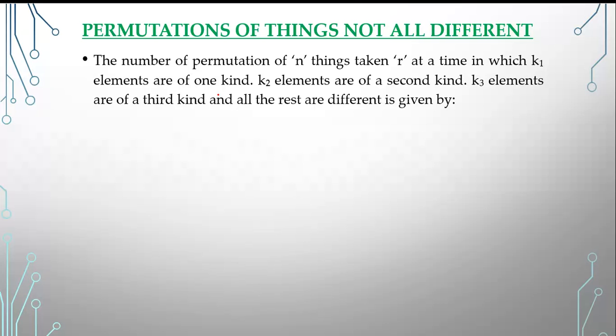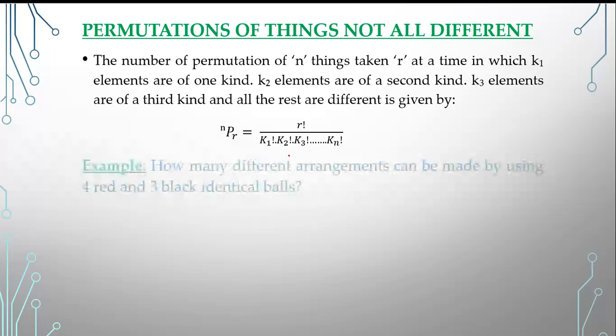So suppose we have a total of n elements, and we have to choose r out of n, but in those r elements some are of one kind and some are of another kind. How can we calculate it? This is calculated by r factorial upon k1 factorial, k2 factorial, up to kn factorial, right?